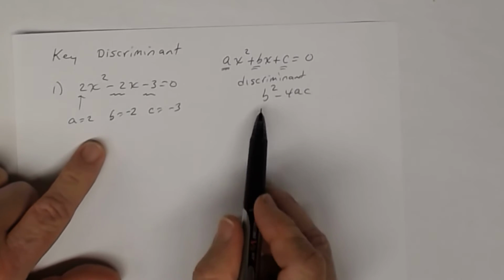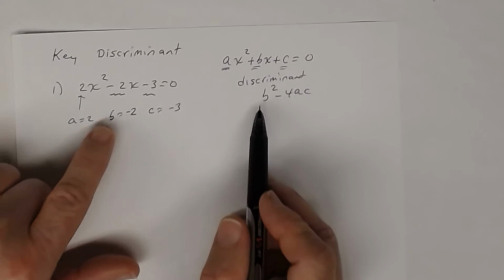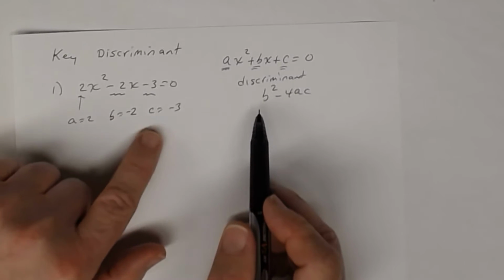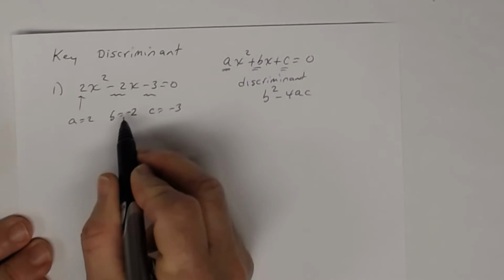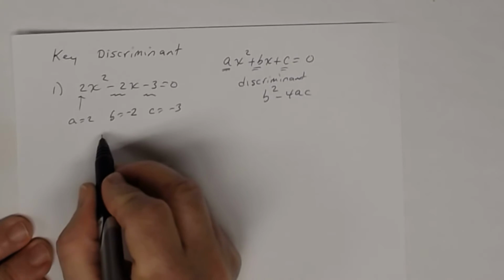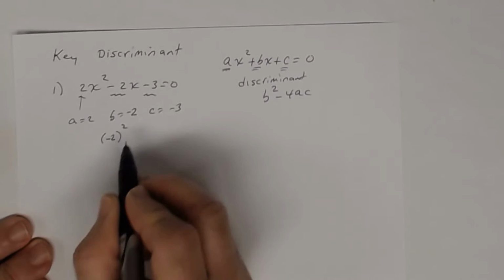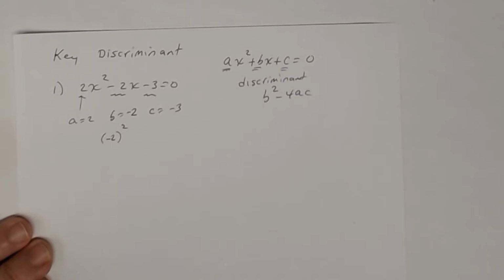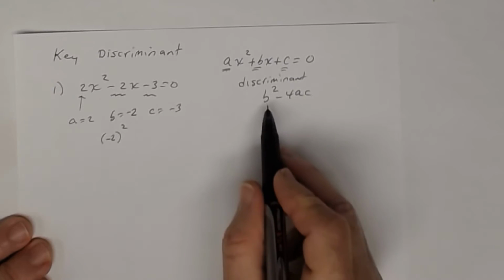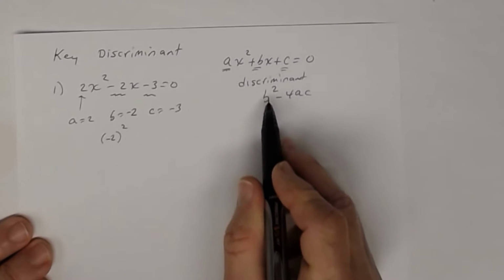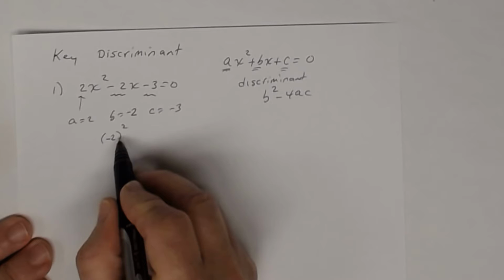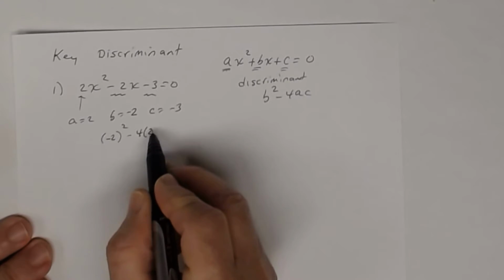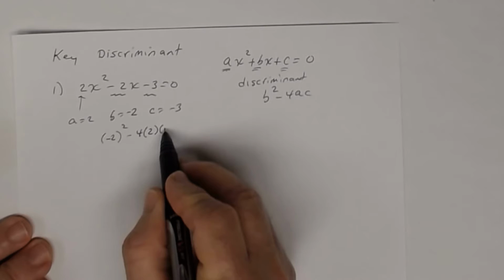So in the discriminant, we're going to substitute those values for a, b, and c. Remember you're squaring b, so make sure, especially if it's negative, you put that in parentheses because negative 2 is what's being squared. b squared will never be negative because any real number times itself is positive or 0, never negative. So negative 2 in parentheses squared minus 4 times a, which is 2, times c, which is negative 3.